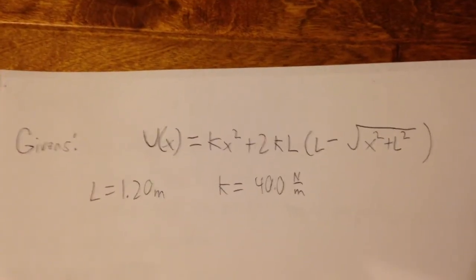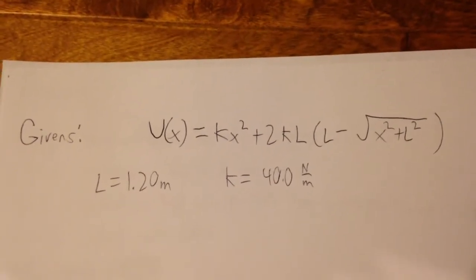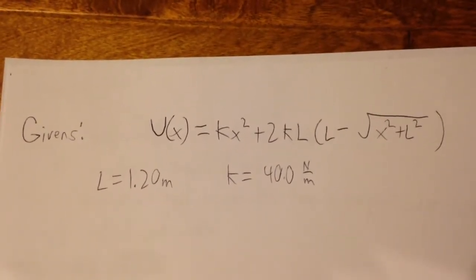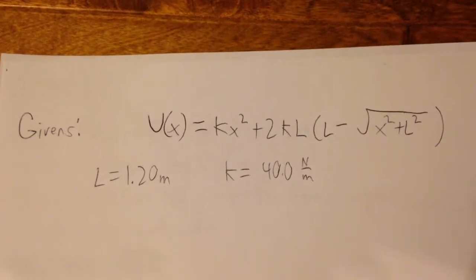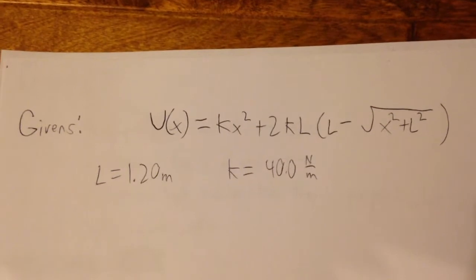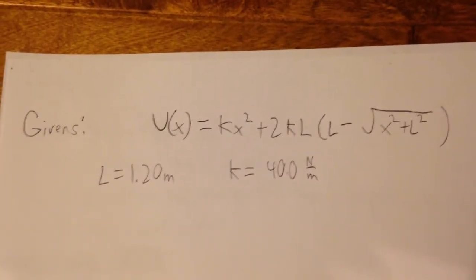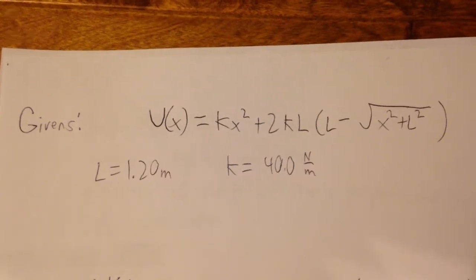First, our givens. We have the potential energy equation we derived in part A. U of x is equal to kx squared plus 2kl times L minus the square root of x squared plus L squared. We're given that L is equal to 1.20 meters and that K is equal to 40.0 newtons per meter.